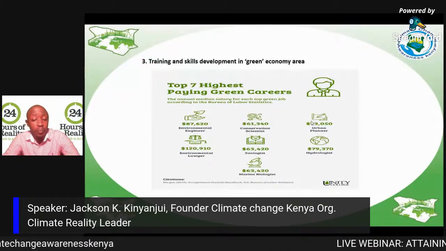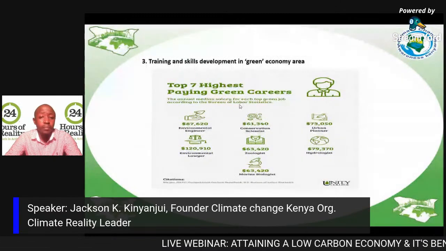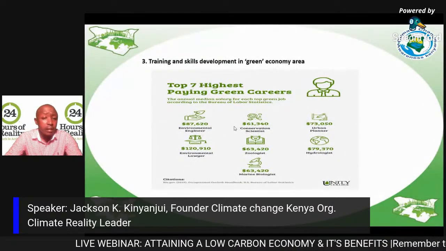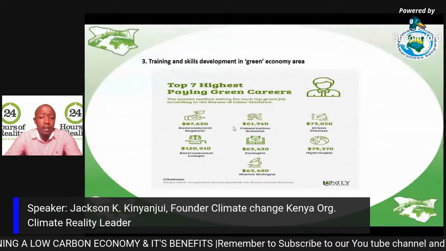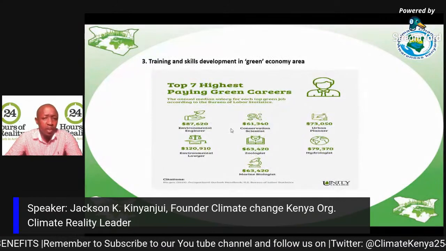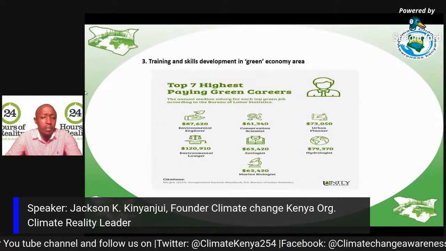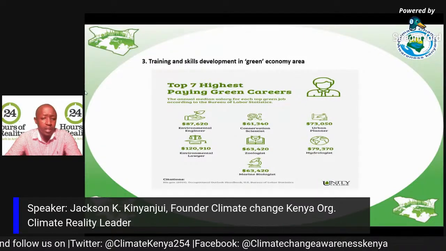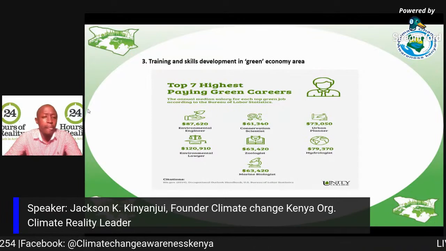Training and skill development is another benefit to the economy. That is, some skills will be developed as an aspect of us adapting to the green economy. And with skill development, it means that people's capacity of thinking and their skill level will be improved, and that is an advantage to the economy.